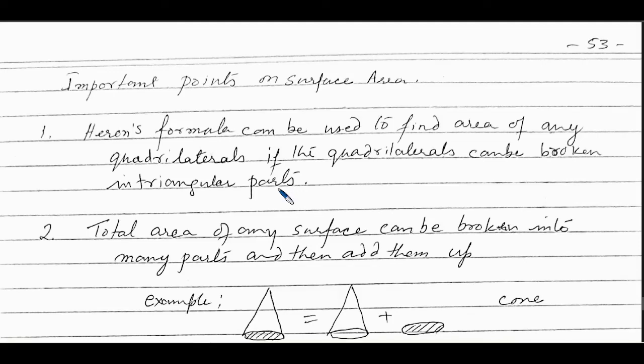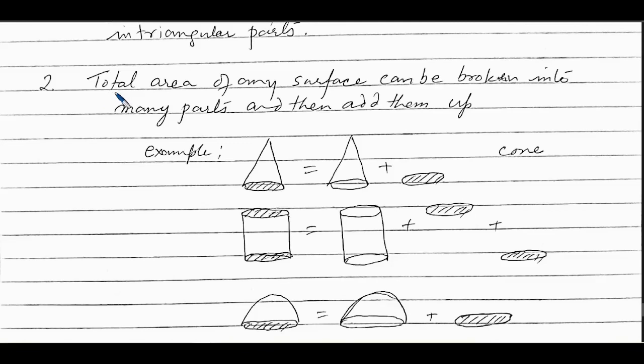This was used in earlier days. Suppose you are putting tiles and you want to know the area, you just measure the edges and you get the area of that quadrilateral, or even if it is a polygon, any polygon. You break it into triangles and sum up all the areas by knowing only the sides. Point 2, the total area of any surface can be broken into many parts and then added up.